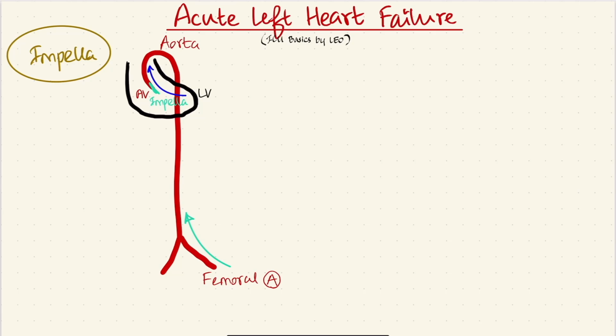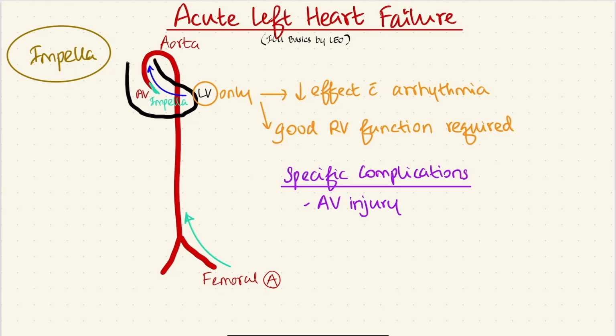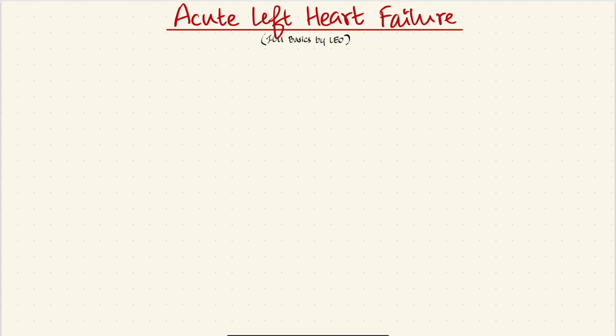Since Impella tends to support the left ventricle only, arrhythmias are poorly tolerated, and adequate right ventricular function is essential to maintain left ventricular preload. In addition to the general complications which I mentioned before, device-specific complications such as aortic valve injury, left ventricular puncture, cardiac tamponade, and ventricular arrhythmias can also occur.